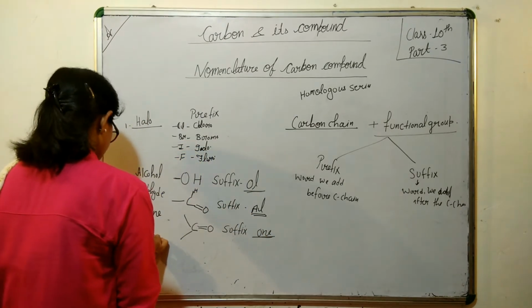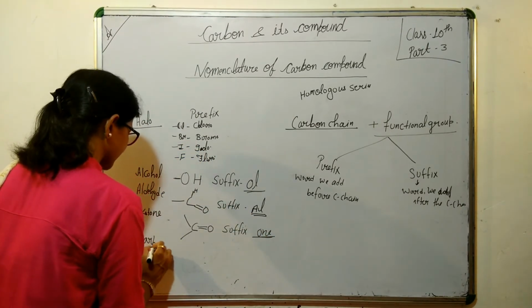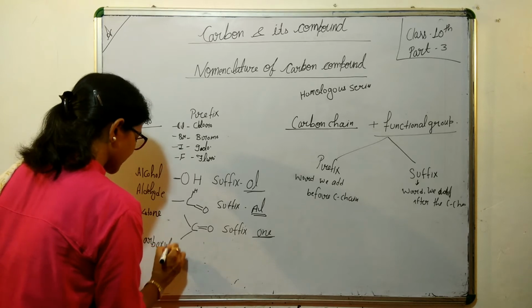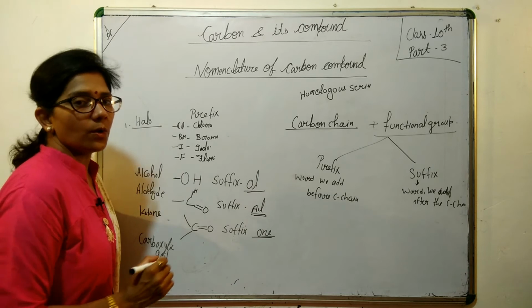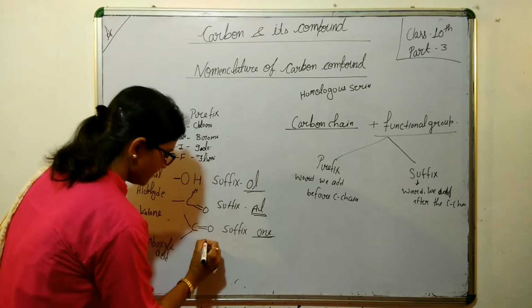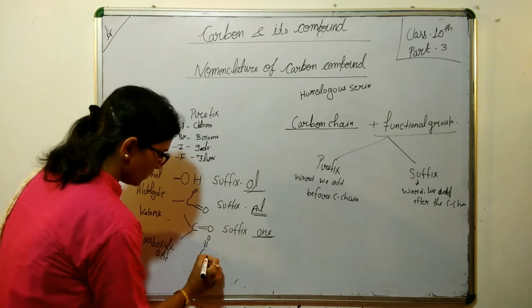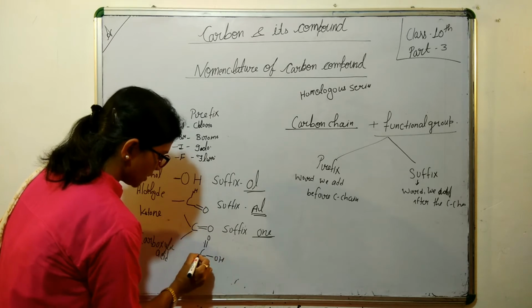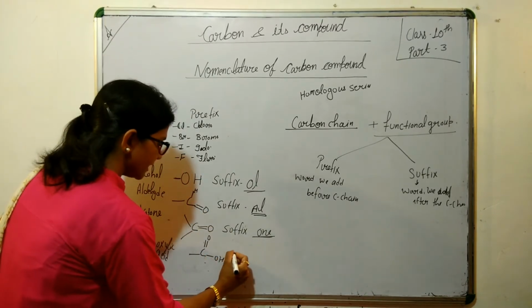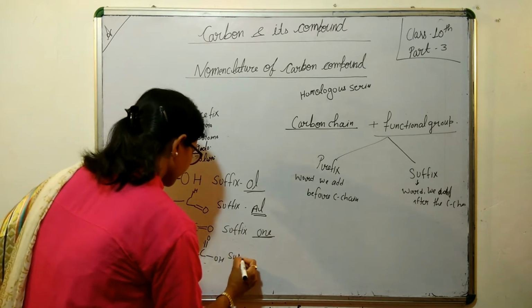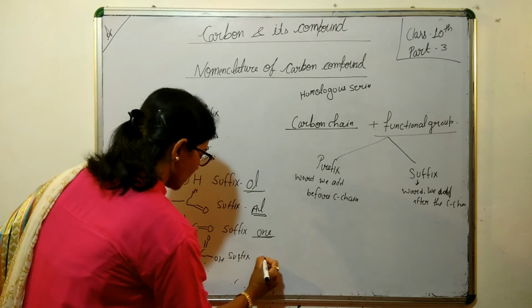Then the next is carboxylic acid, COOH. One bond is left, making 4 bonds in total. For this, the suffix added is oic.